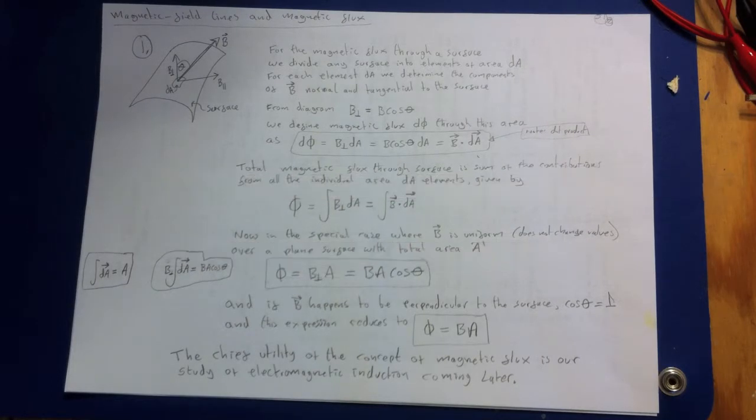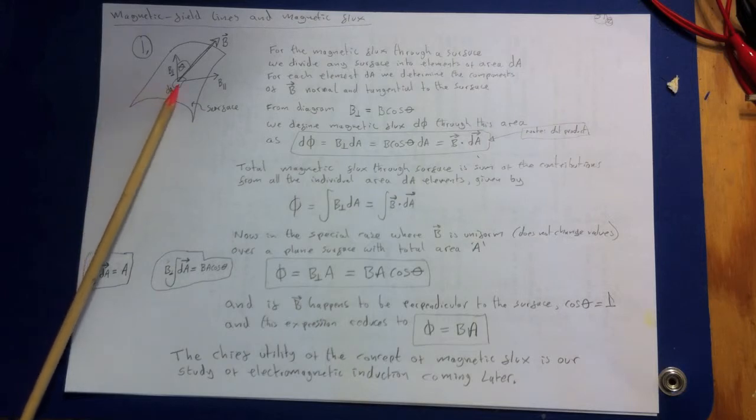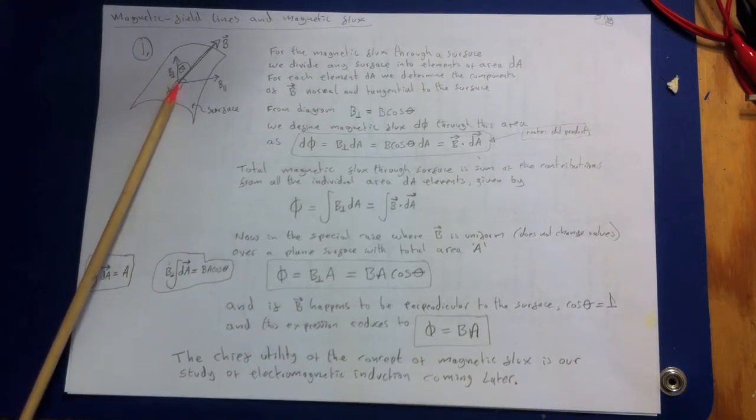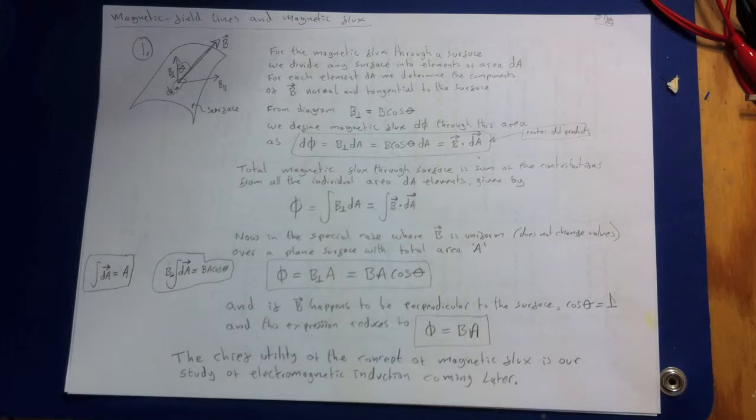We define the magnetic flux phi through a surface in direct analogy with the electric field flux used with Gauss's law. We can divide any surface into elements of area dA. So here's a little area element dA as shown. For each element we determine the components of the magnetic field vector B, normal and tangent to the surface at the position of that element as shown. In general, these components will vary from point to point on the surface.